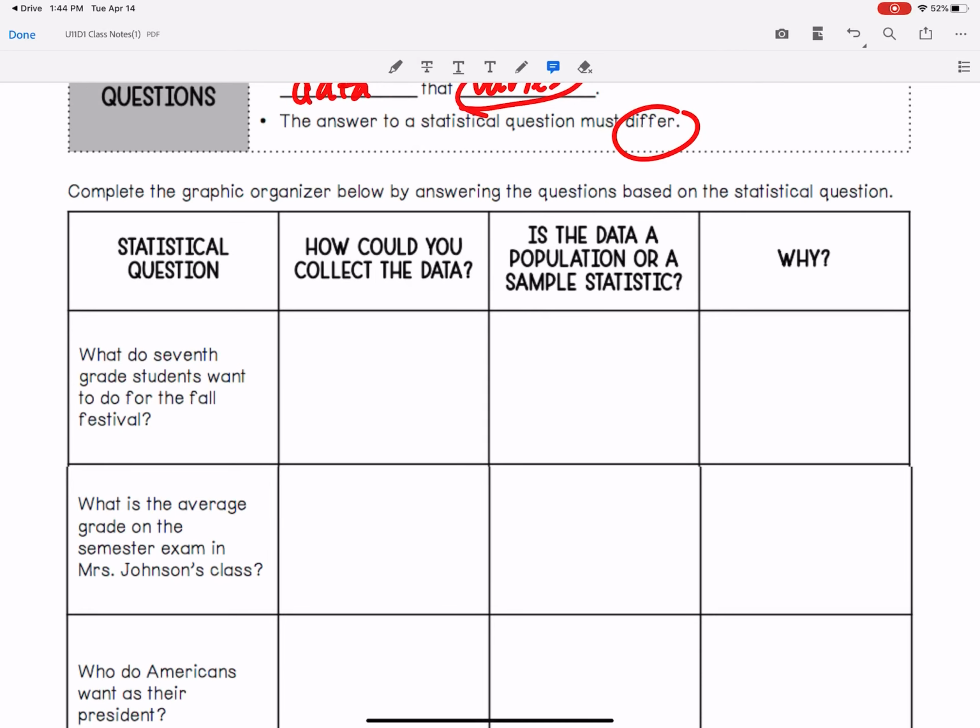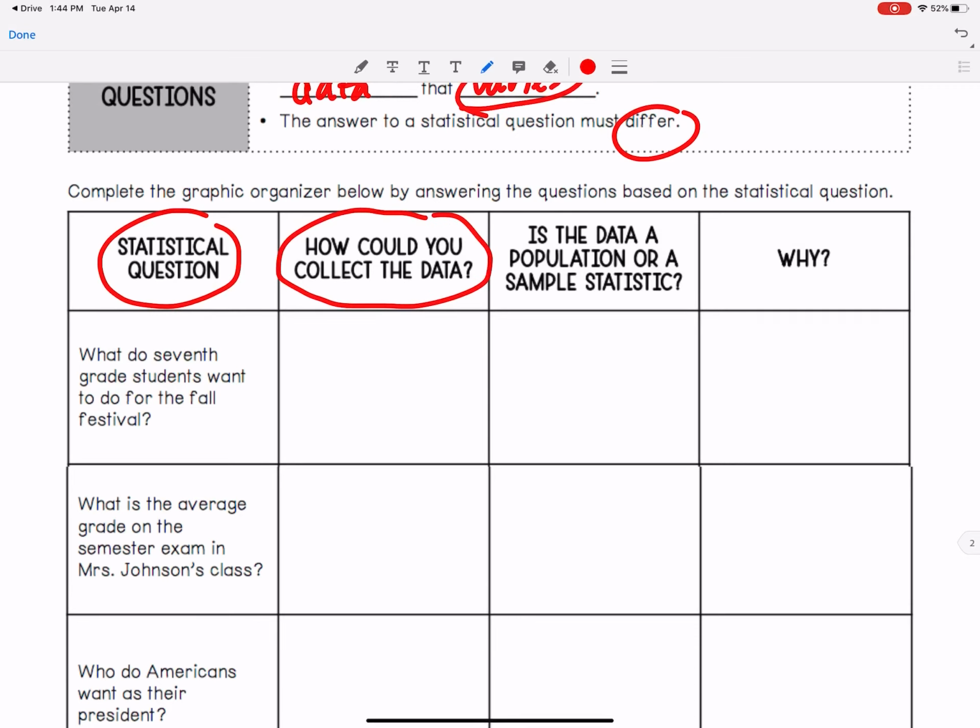Complete the graphic organizer below by answering the questions based on the statistical question. So here we have our question right here. What do 7th grade students want to do for the fall festival? Well, how could we collect this data? There's many different answers. One that I'm thinking of is we could survey the students during first lunch. That's just one option. And there are so many. You can probably think of your own right now. So survey the students during first lunch. Could you say during all the lunches? Yeah. I'm just going to pick one lunch.